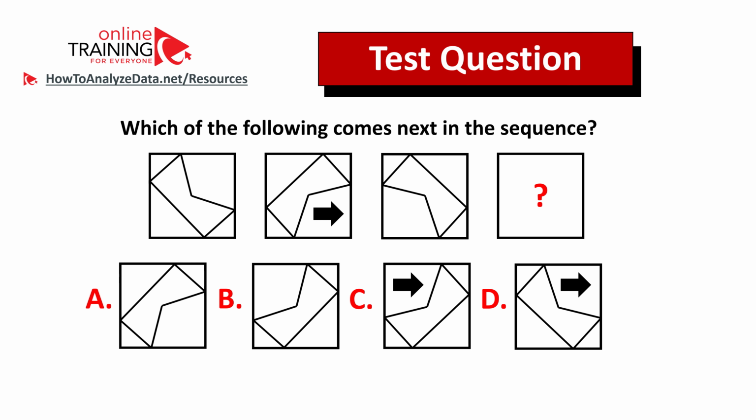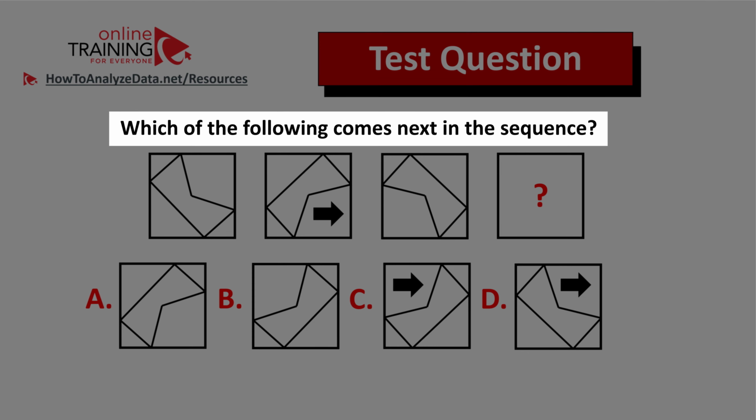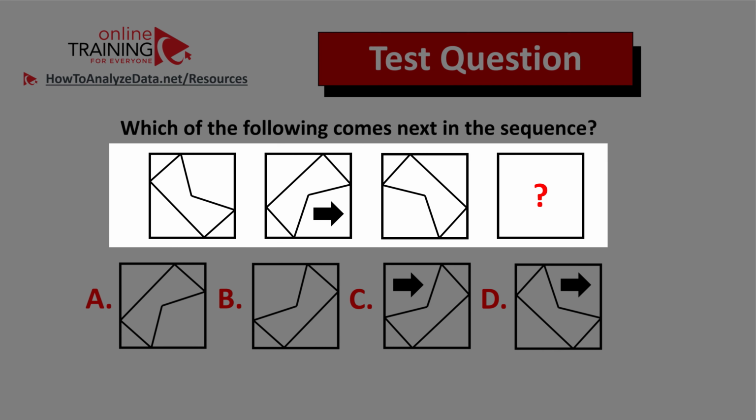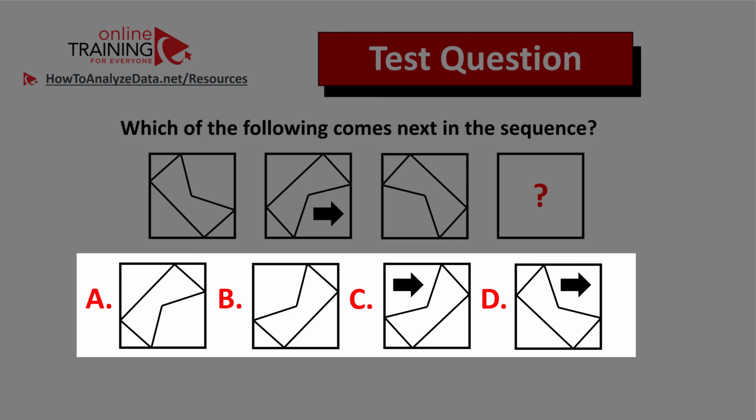Let me share with you a tricky question from the test, which validates your knowledge of pattern recognition and logical reasoning. Which of the following comes next in the sequence? And you're presented with 4 squares. The 4th square has a question mark, which means that you need to figure it out. And you have 4 different choices. Choice A, B, C, and D.